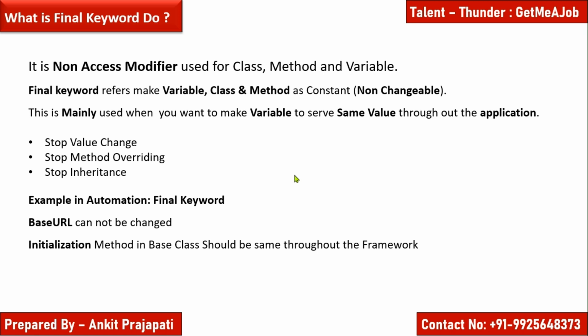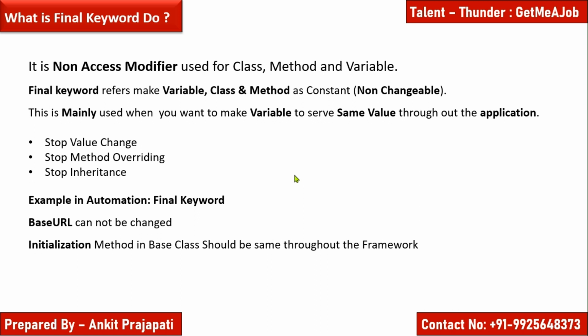Final keyword means, as the name suggests, when you make something final, you cannot change it, right? So when you make your variable final, nobody can change the value. When you make your class final, nobody can inherit it. When you make your method final, nobody can override that method. So that is the use of the final keyword, right?